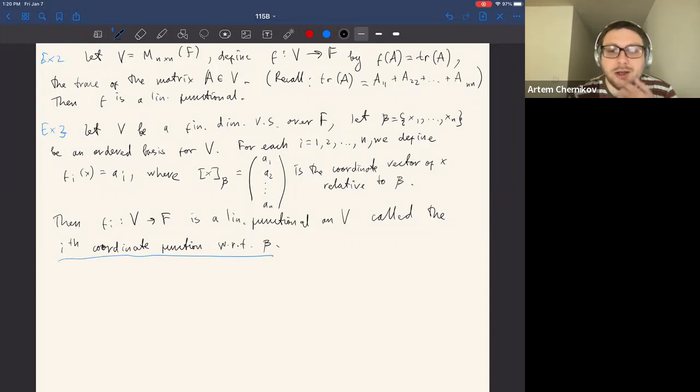So once again, to recap what it does, if you are given a vector, it just gives you the ith coordinate. So fi gives you the ith coordinate of this vector with respect to the ordered basis beta. Okay. So very simple function. It is a linear functional indeed, right? Because we know that if I add two vectors, for example, the coordinate vectors also have to be added to calculate the coordinate vector of the sum, right? So this means in particular that the ith coordinates can get added. And similarly for multiplying by a scalar. So it is indeed a linear functional. Is everyone good with this?